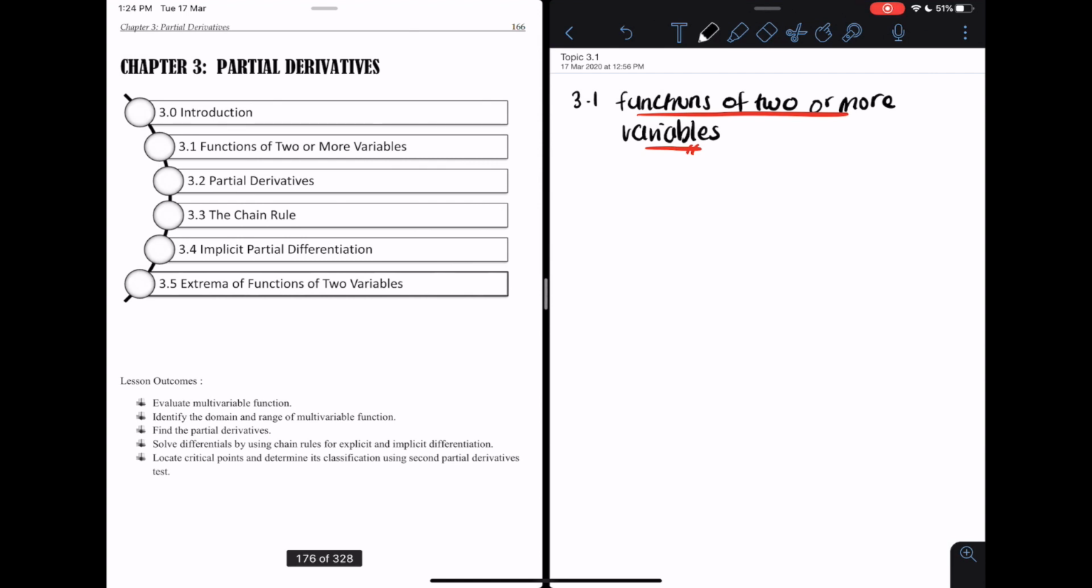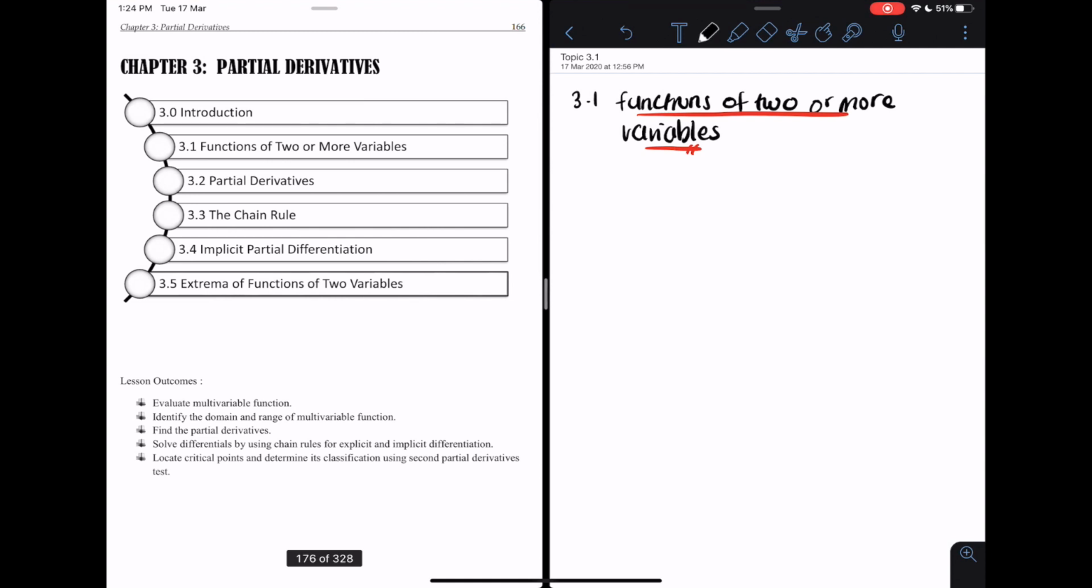My name is Muhammad Azrim bin Ahmad, and today I would like to talk about Chapter 3, Partial Derivative. Before I proceed with my explanation, I would like to introduce topics that will be discussed in Chapter 3. There are 5 topics altogether, and it will start with functions of two or more variables, partial derivative, the chain rule, implicit partial differentiation, and last but not least, extrema of functions of two variables.